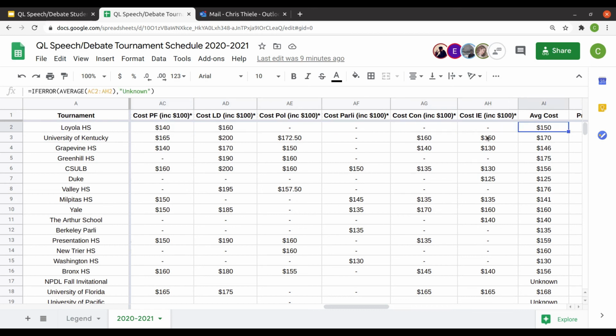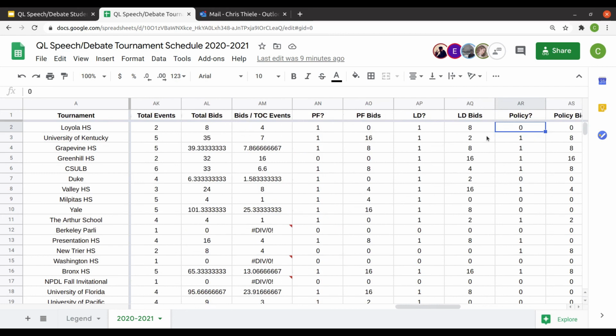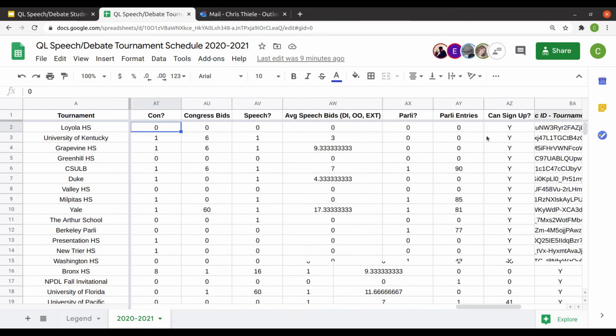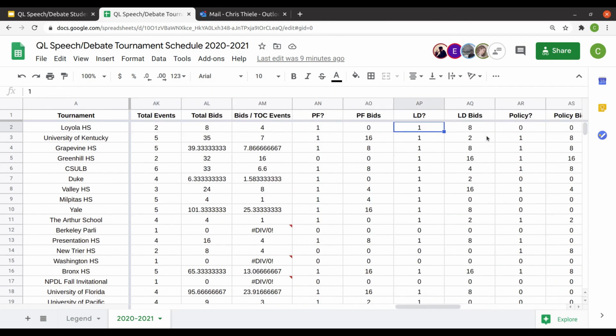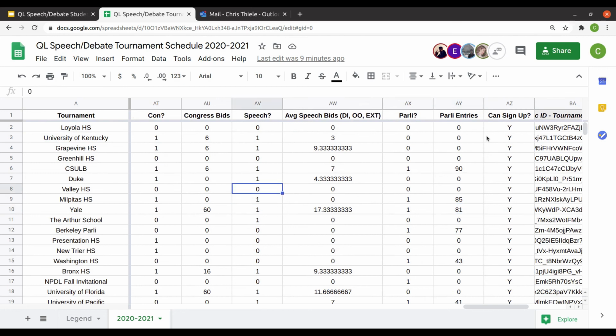The average cost is kind of an average cost between events. And so we have an idea of what to put on that form we sent out. Everything beyond here is kind of up for the students just to look at. It's less useful for the parents. It tells you how many TOC bids are at the particular tournament for a lot of events. Generally, the more bids, the more popular the tournament is, which means the better the tournament's going to be. And so that helped dictate which tournaments we're trying to have students sign up for.